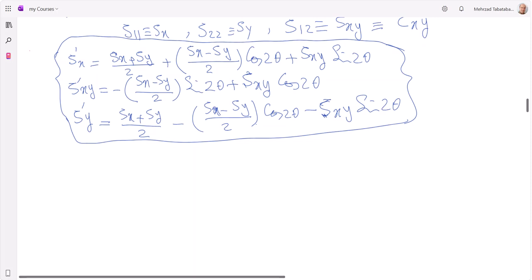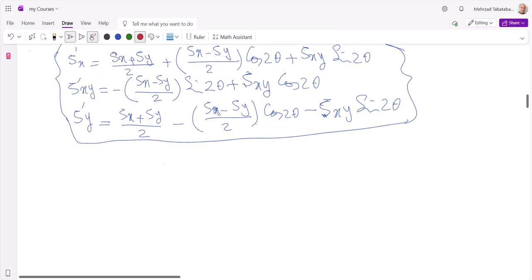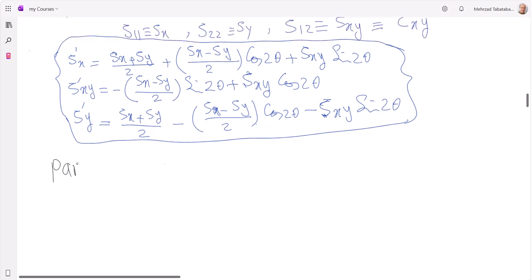Okay, we continue with part 2. Let's say part 2. Continue manipulating the equation related to Mohr circle as we got it. Here let's number these equations. Let's call them 1, 2, and 3.